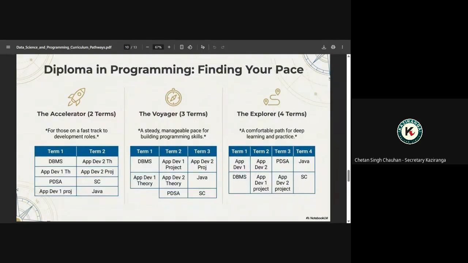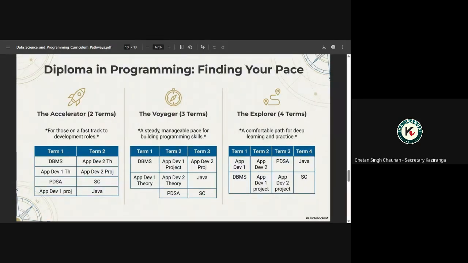Am I leaving any other course? I guess that covers all the programming level courses and the diploma level courses. Quickly, let me glance through the questions in the chat section once. Just give me a second.